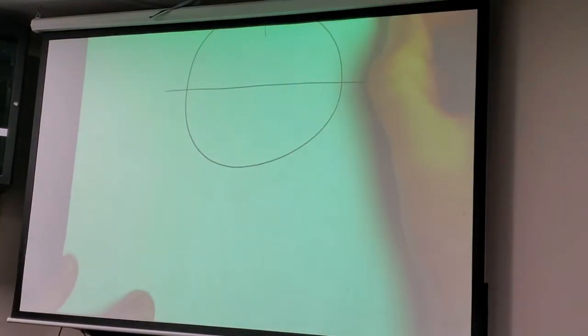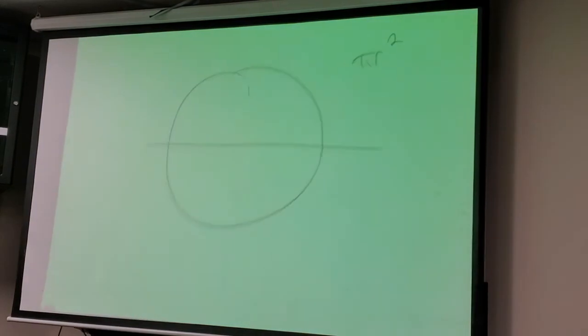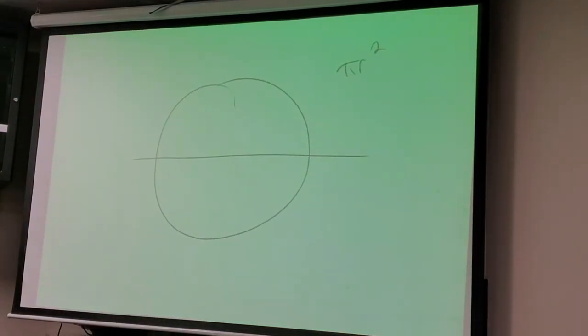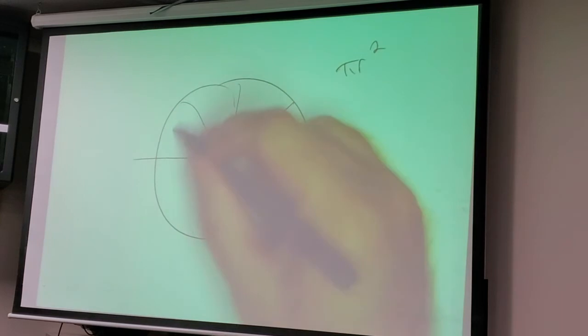What's the area of a circle? Did I show you guys why? Remember when we cut it and then we reorganized it into a rectangle?